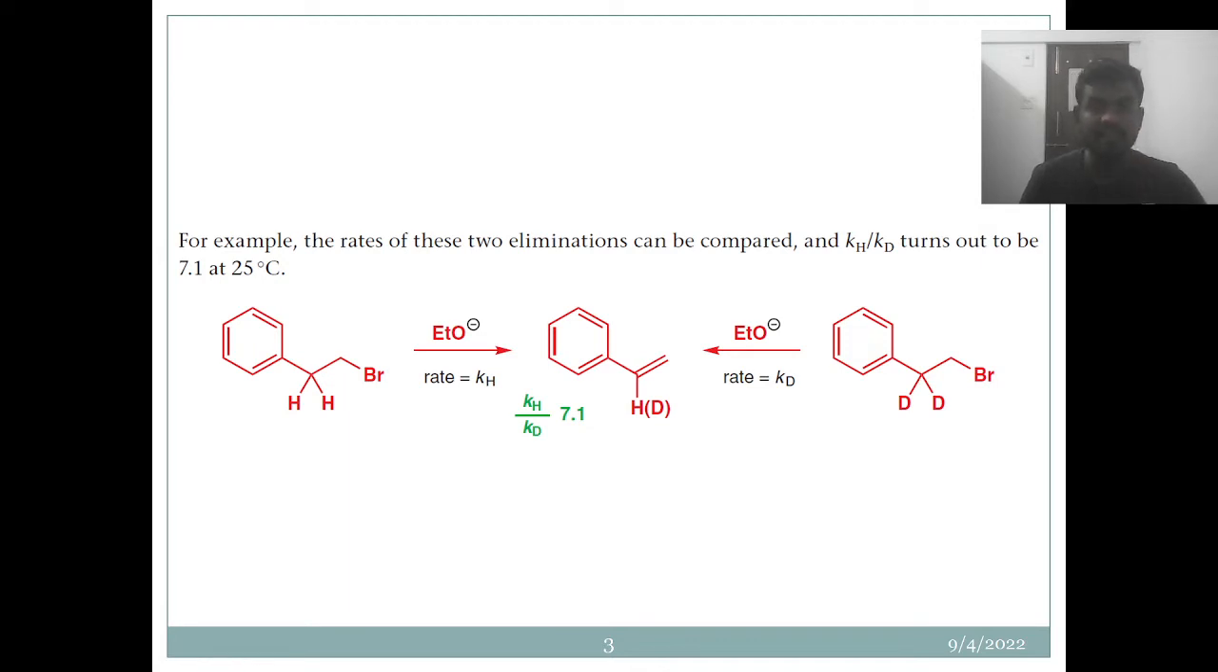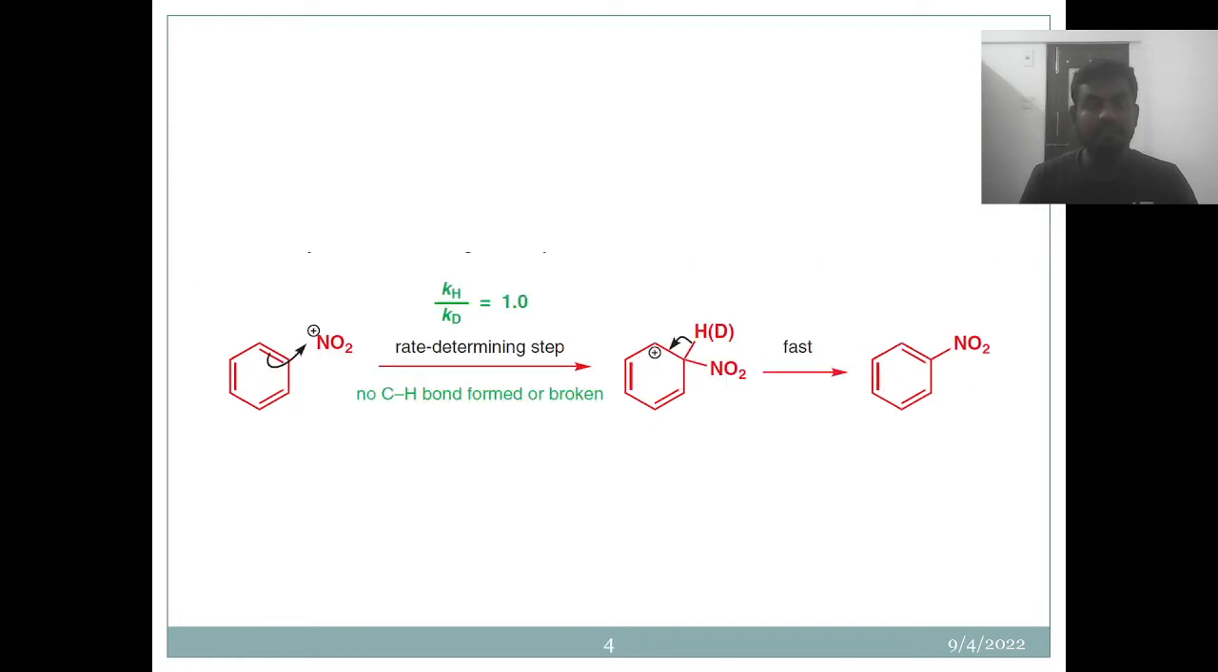So this is a typical example of primary kinetic isotope effect. Remember, primary kinetic isotope effect involves the bond which is breaking, like the CH bonds we are talking about here. Okay, and then let's take another example. These examples I already discussed in some earlier classes. So let's say we don't know the reaction mechanism of aromatic electrophilic substitution.